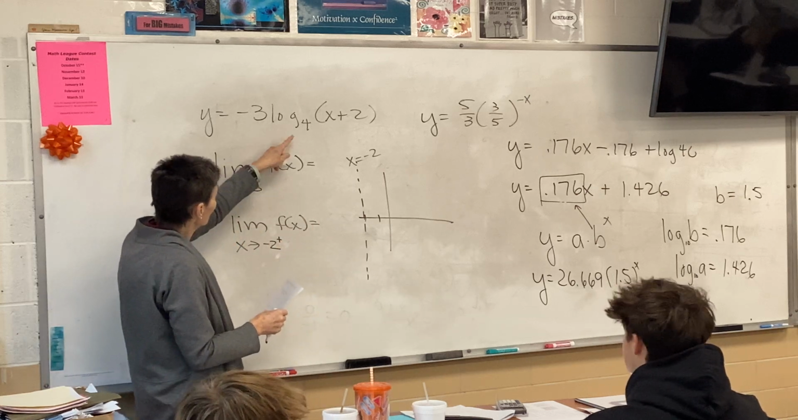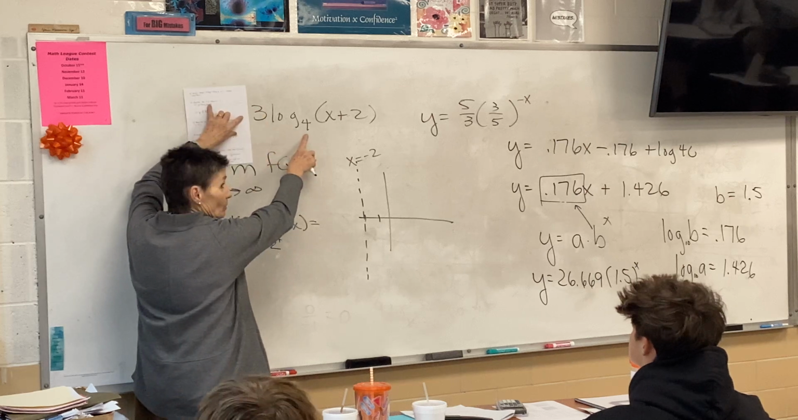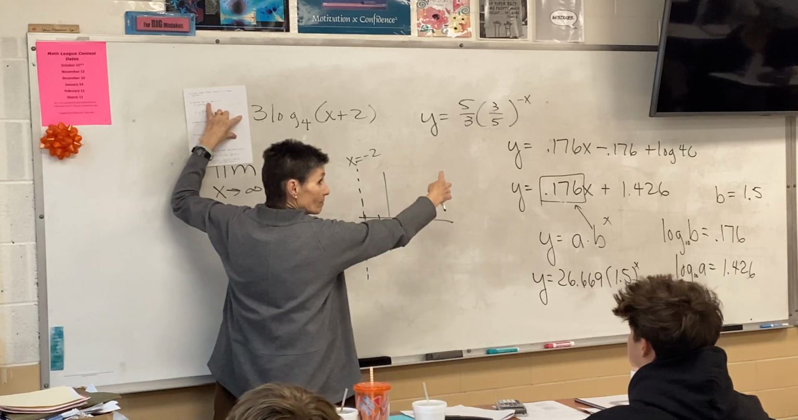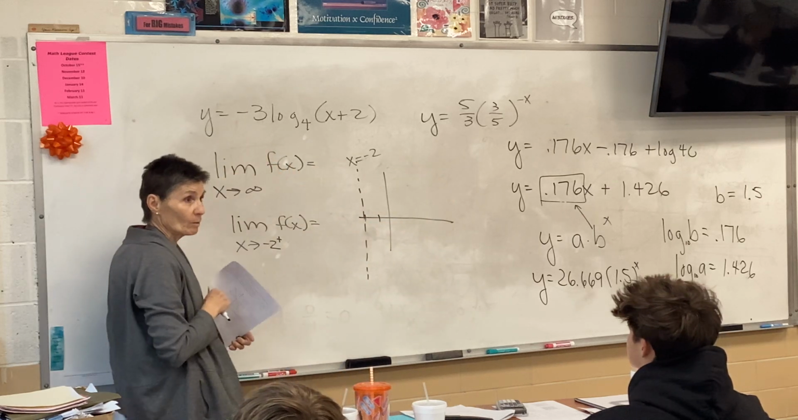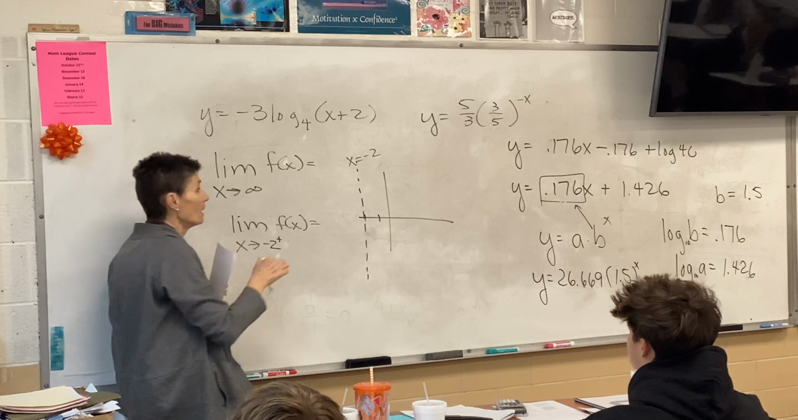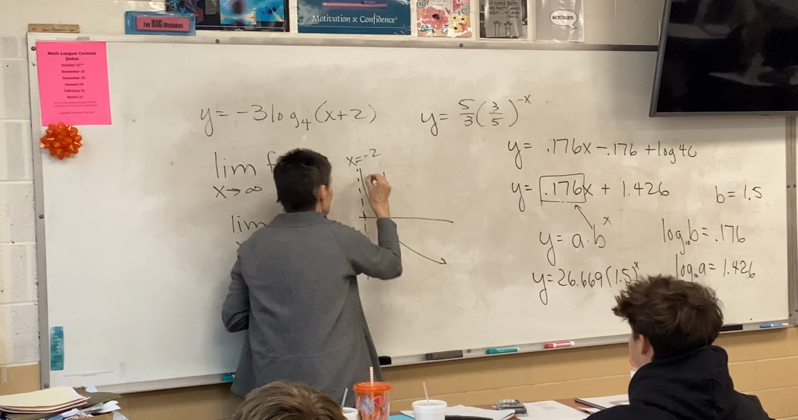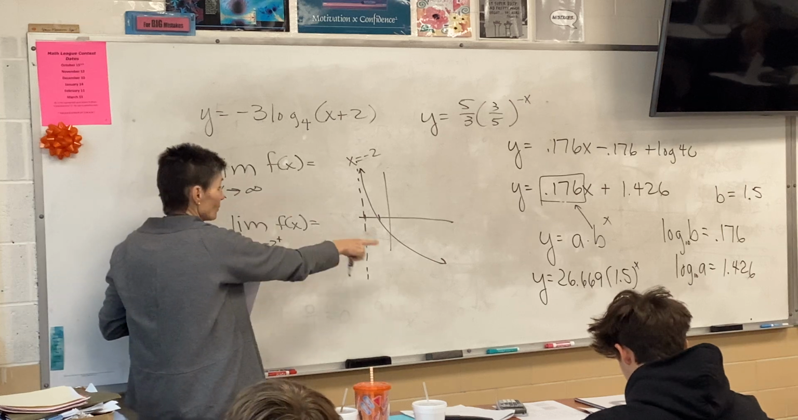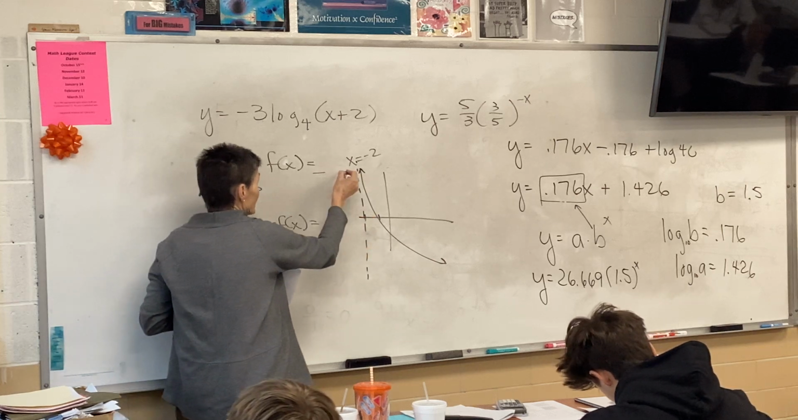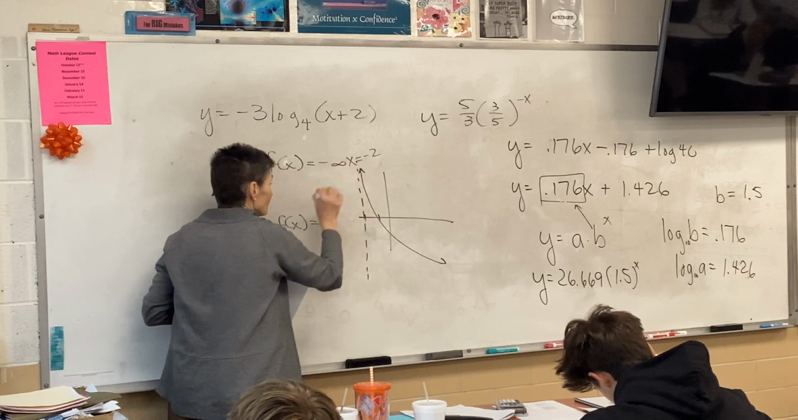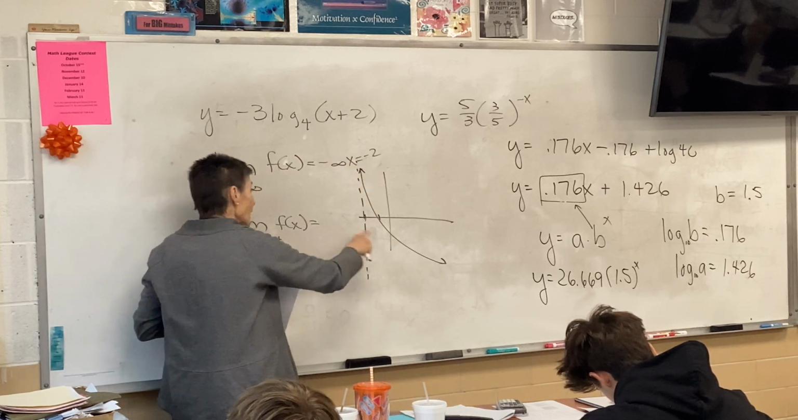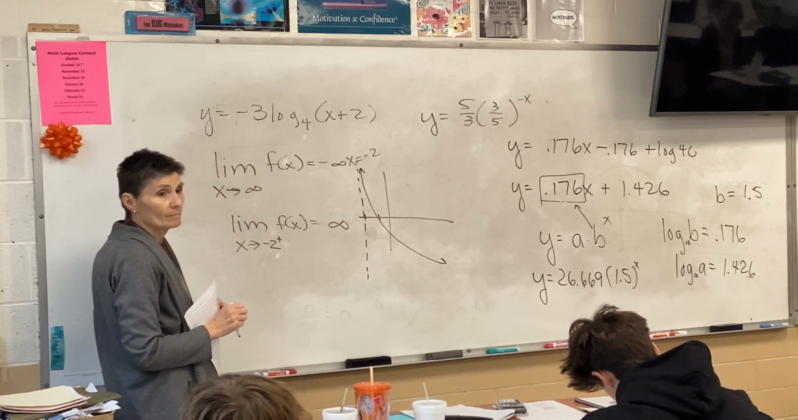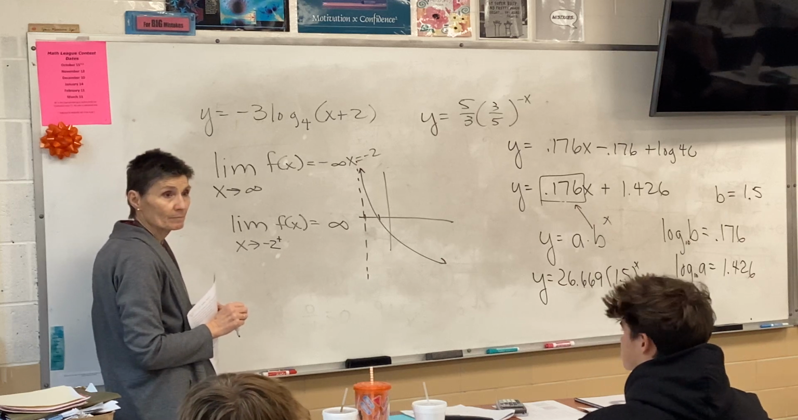Well, a normal logarithm, that guy right there is bigger than 1, so we call it a normal logarithm. So it would go like this. But because I put that coefficient in front, it's going to flip it. So it's actually going to look like this. Would everyone agree with that? So, as I go to the right, I'm going down. And as I go to the left, toward the asymptote, I'm going up. Is everybody okay with that?